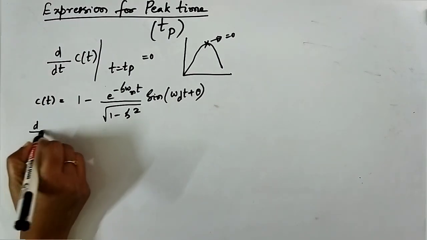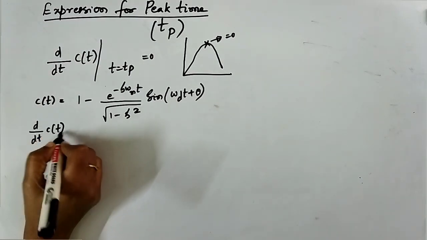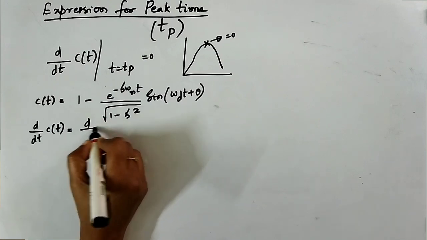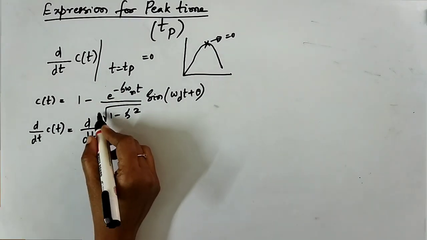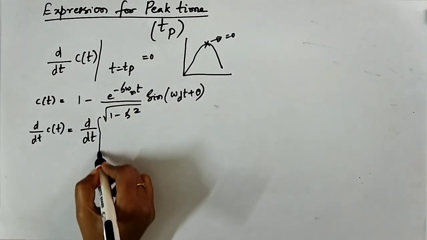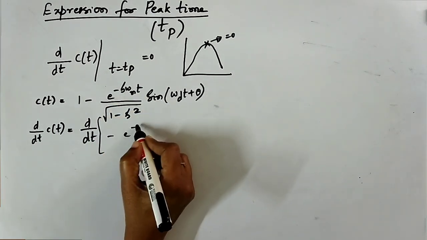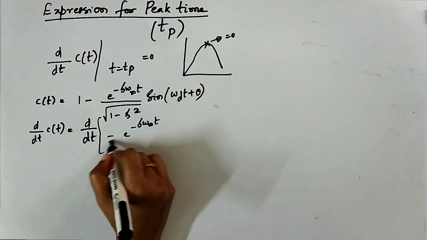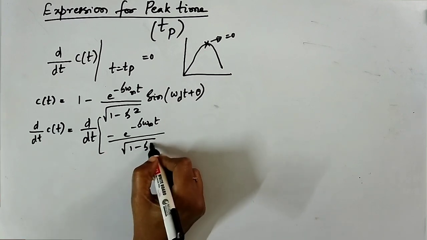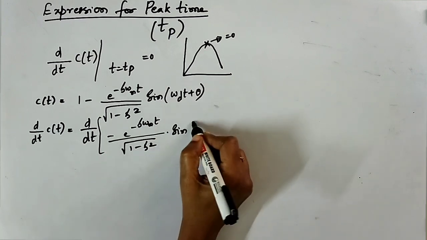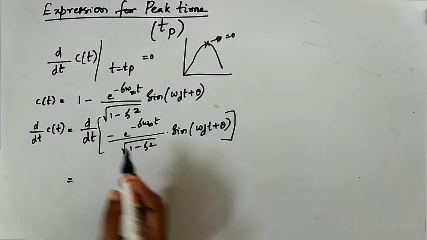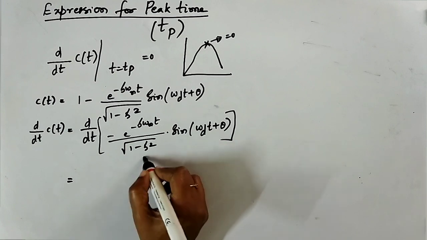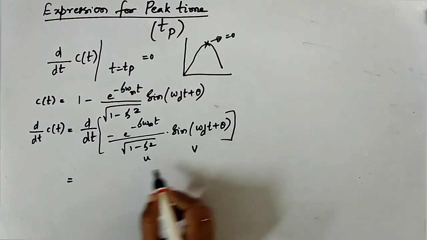d by dt of c(t) equal to d by dt of the expression. Differentiation of 1 would be 0, so you are left with this term: minus e power minus zeta omega n t by root over 1 minus zeta square into sine of omega d t plus theta. Whole of this is one term, u and v, so we need d by dt of uv.